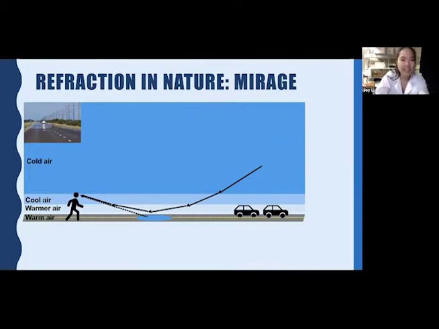And you can kind of see that in the picture, like the road, it looks kind of blue. It matches the shade of the sky. And so we're actually seeing the sky, but on the road. It's almost a reflection, but not quite.